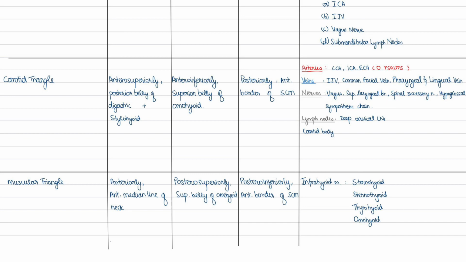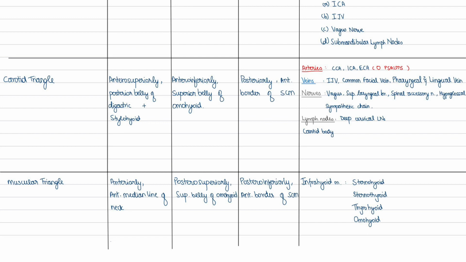Let's come to the last triangle, the muscular triangle. Anteriorly, it is bound by the anterior median line of the neck. Posterior-superiorly, the superior belly of omohyoid, and posterior-inferiorly is the anterior border of sternocleidomastoid. The contents of the muscular triangle are the infrahyoid muscles.